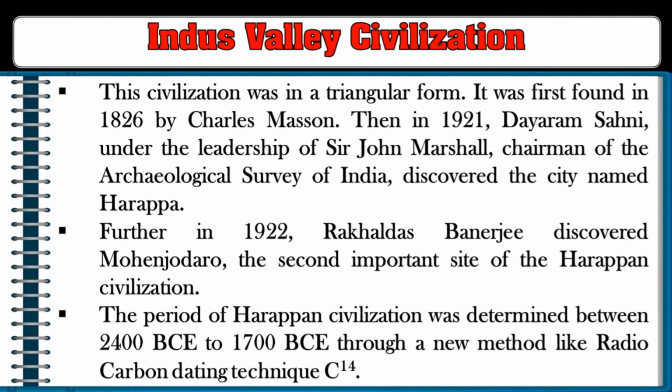This civilization was in a triangular form. It was first found in 1826 by Charles Masson, then in 1921 by Daya Ram Sahni under the leadership of Sir John Marshall, Director General of the Archaeological Survey of India, who discovered the city named Harappa. Further in 1922, Rakhal Das Banerjee discovered Mohenjo-daro, the second important site of the Harappan civilization. The period of Harappan civilization was determined between 2400 BCE to 1700 BCE through a new method like the radiocarbon dating technique C14.